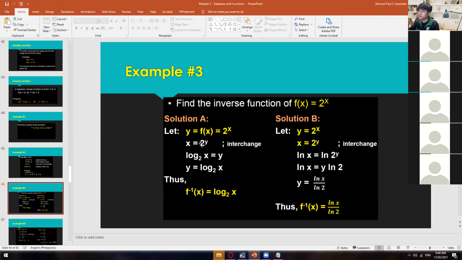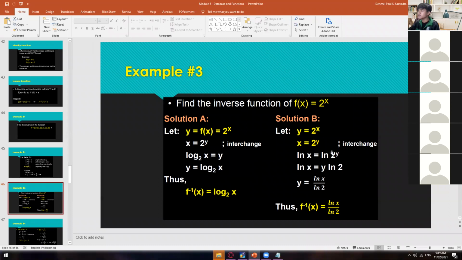And then from there, you can now use the log to bring down this y here. So log base 2, and then log base 2 of x is equal to the exponent, which is your y. And from there, we now have the value of y, log base 2 of x.